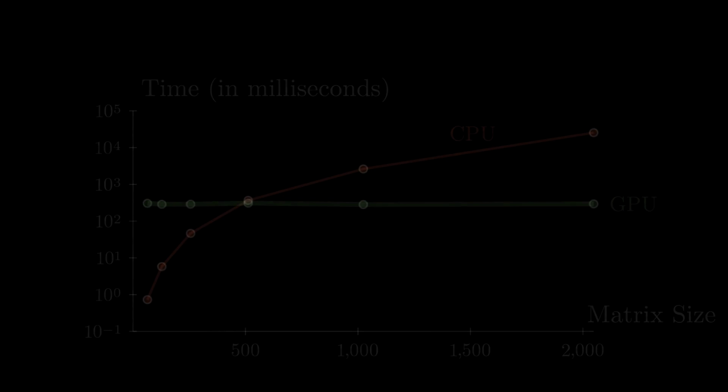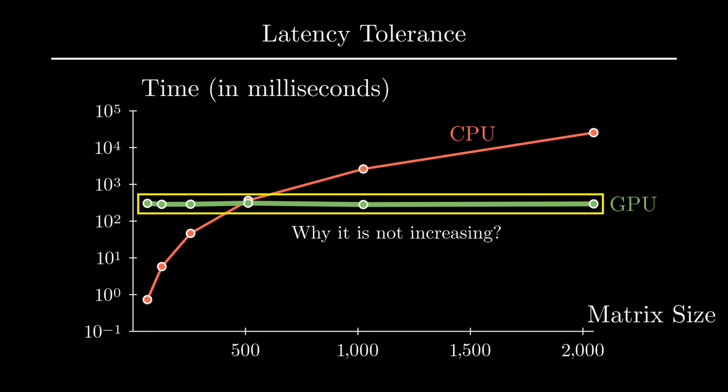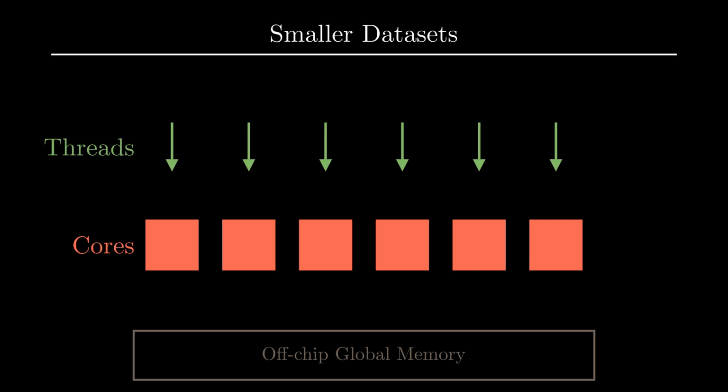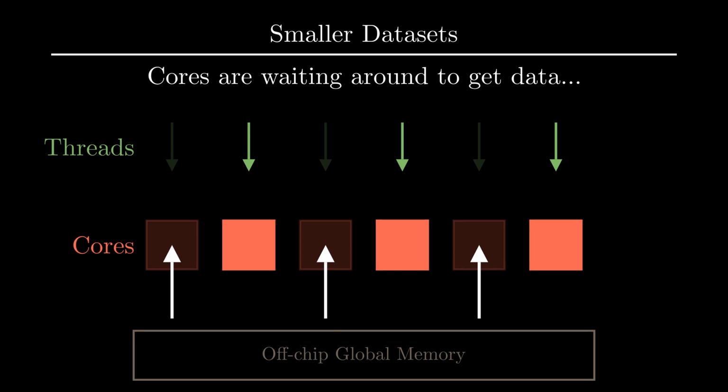However, this does not explain why the execution time for GPU is almost the same as the problem size increases. I mean, with an increase in the data size, memory accesses are also increasing, so technically execution time should increase as well. This does not happen because the GPU hardware is designed for latency tolerance. Let me explain this using a simple example. Consider a single SM with a few CUDA cores. A smaller problem will generate a few threads, and at any given time, there is a chance that a good amount of them will be waiting around for the data to be copied from global memory.